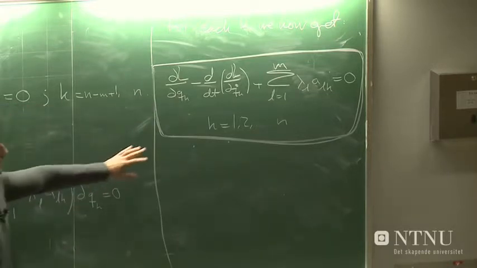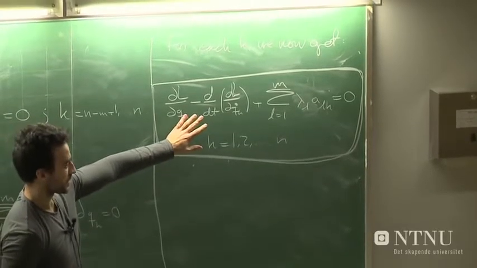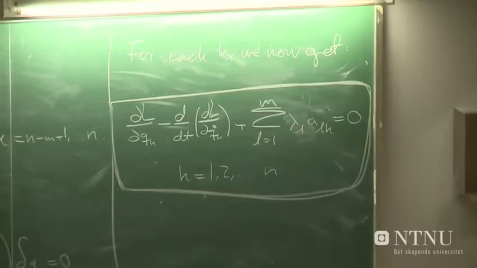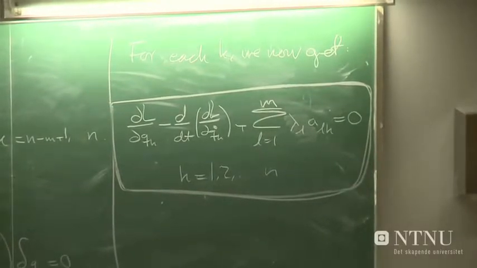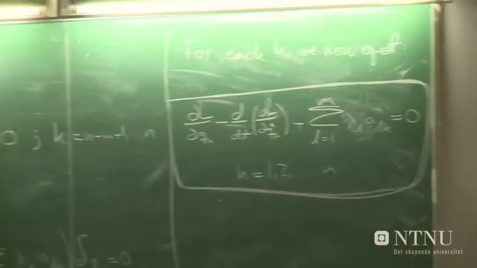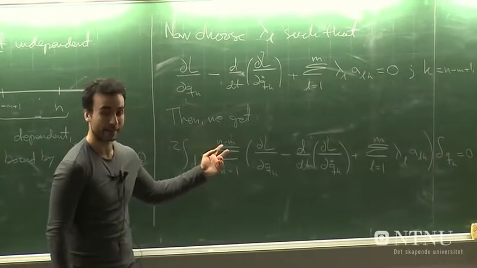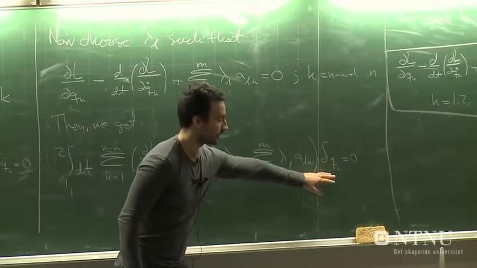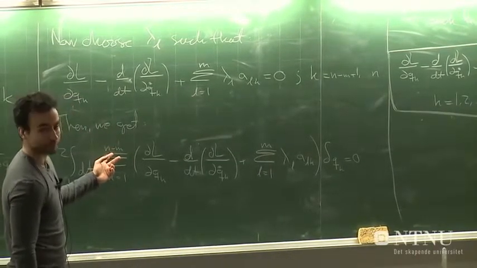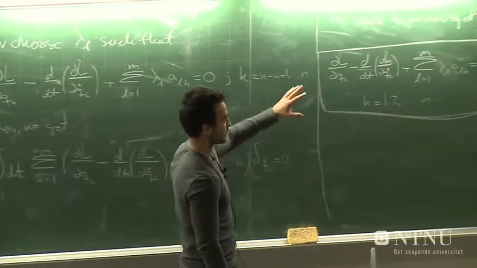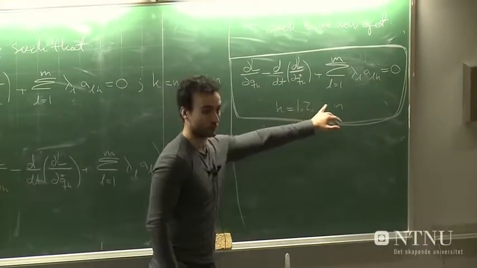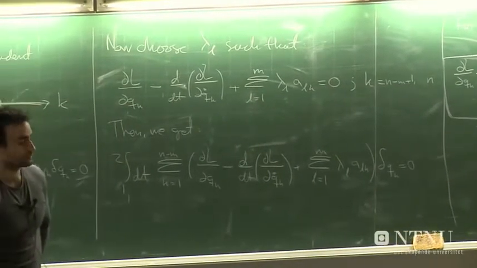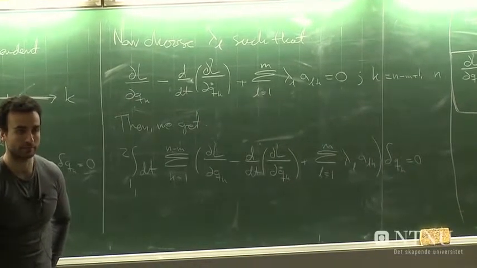So this is what we end up with. This equation has to be zero for all k from 1 to n. Wait a minute, 1 to n? Didn't I just say that this equation is only valid for 1 up to n minus m? These are all independent only up to n minus m. But now I'm claiming that this is actually valid for each k from 1 to n. How can I do that?